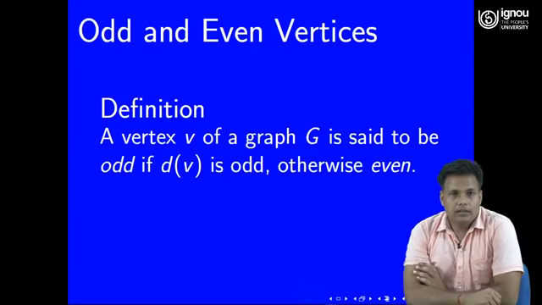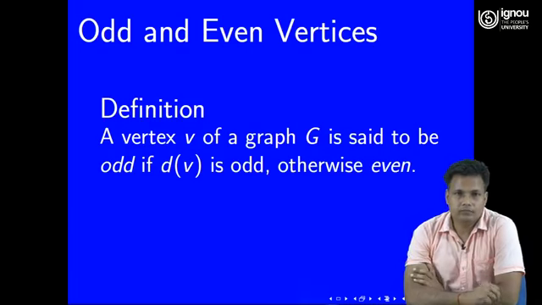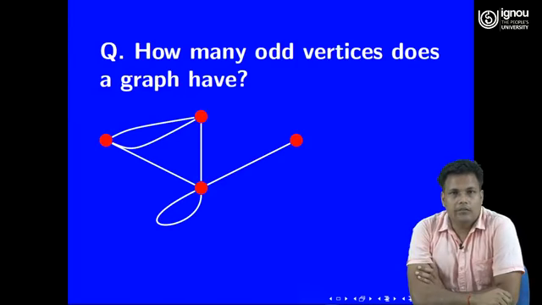Now the concept of degree gives another concept. It classifies the vertices into even and odd classes. An odd vertex is one which has odd degree, and an even vertex is one which has even degree. For example, look at this graph. All the vertices here are odd, because you can see that all have odd degrees.